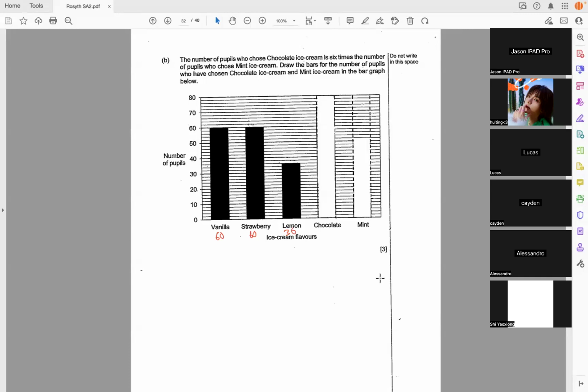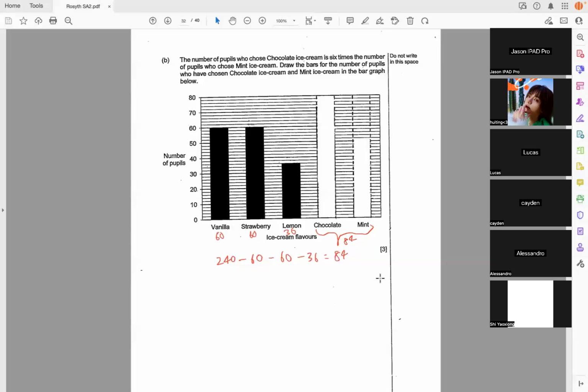Okay, the number of people who chose chocolate ice cream is 6 times the number of people who chose mint ice cream. We know earlier that there are altogether 240. In part A, we know there are 240 people, right? So 240 people minus away 60 that chose vanilla, 60 that chose strawberry, and 36 that chose lemon. What is left is 84. And these are for chocolate and mint, 84, okay?